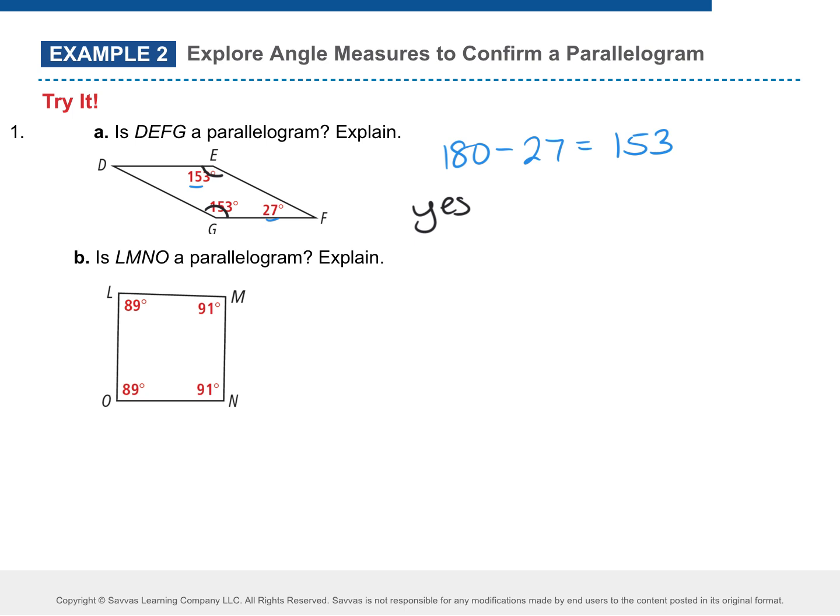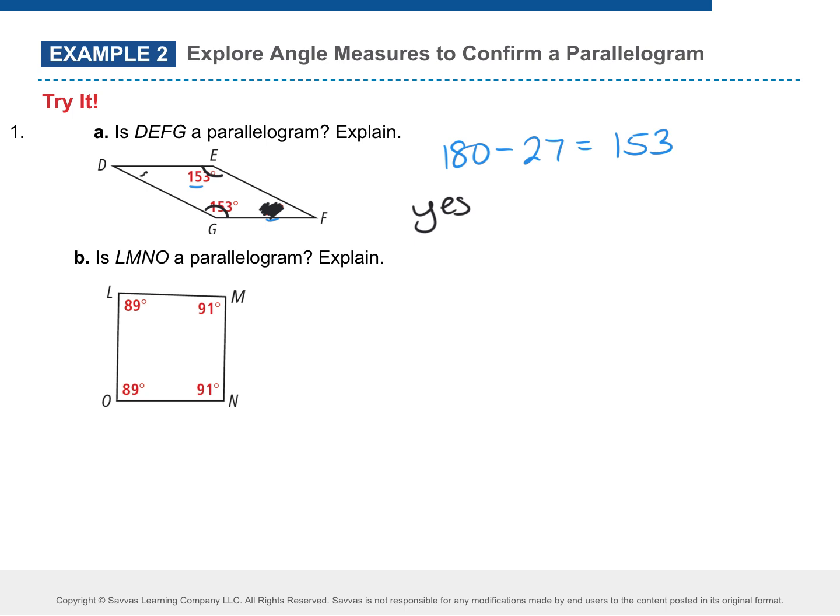I'm going to ask you this. If I didn't know this angle at all, do you think I can say it's a parallelogram? I cannot. I have to know for sure that that angle is going to add up to 180. I can't just say, yep, those two are the same, so that means angle D and angle F have to be the same. You have to know at least both of them.